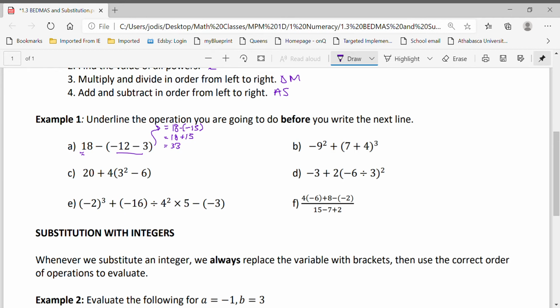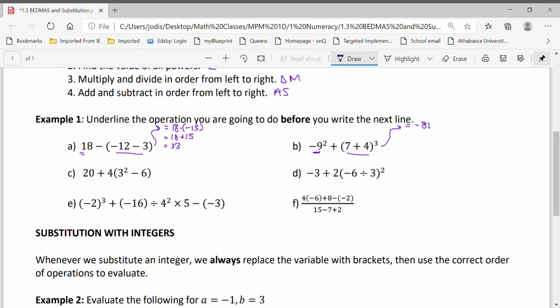For question B, try and bring it in over here. Again, you want to stick to your order of operations. Sometimes you can do two things at once if you can see it's not going to affect the overall outcome of the question. In this one, we want to do our brackets first, but we could also do this negative 9 squared because it's not going to change anything. So we could do this negative 9 squared, which is going to give us the negative 81.